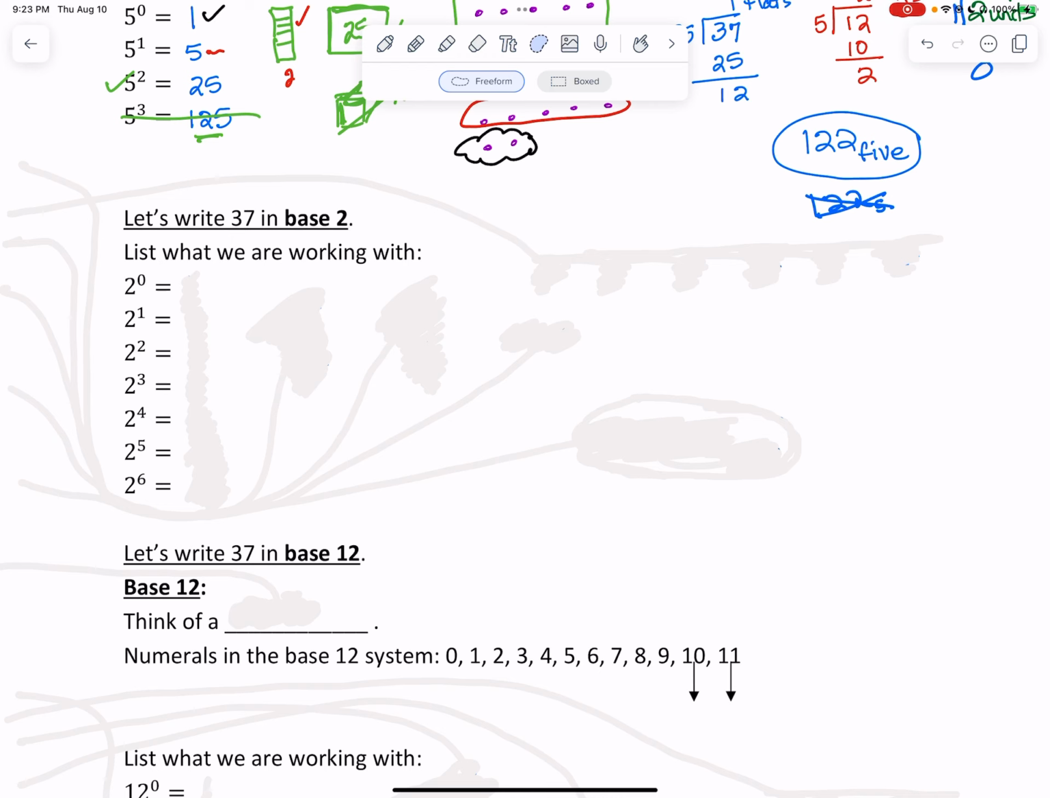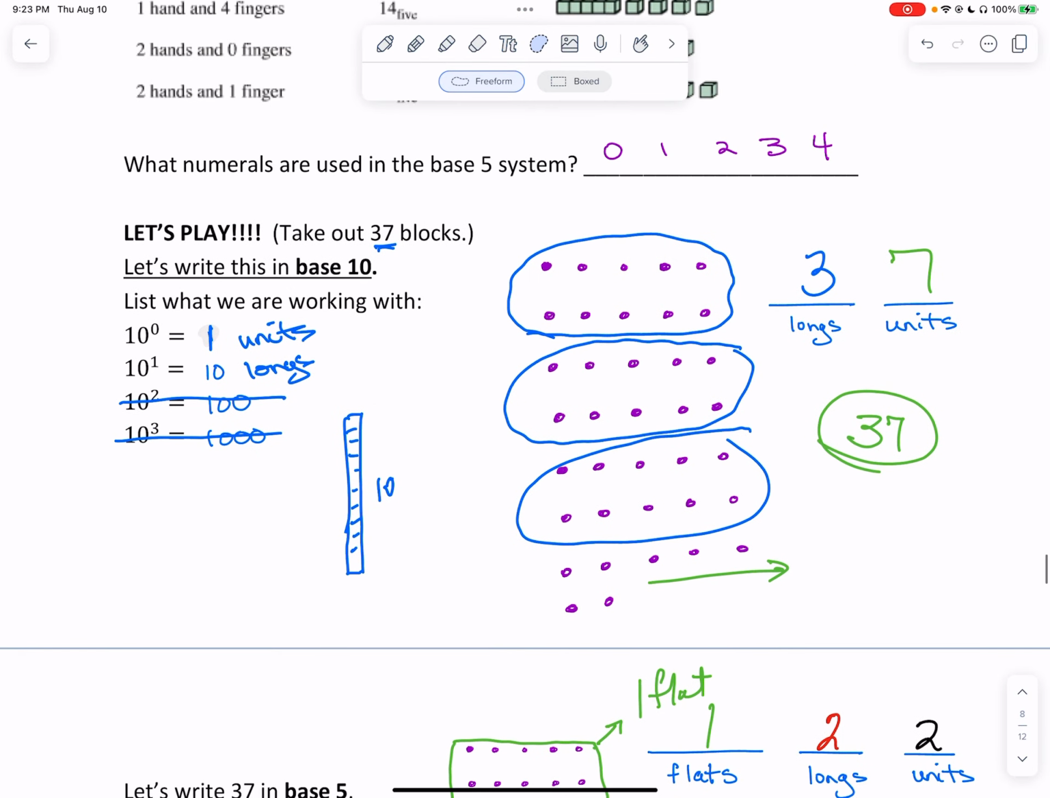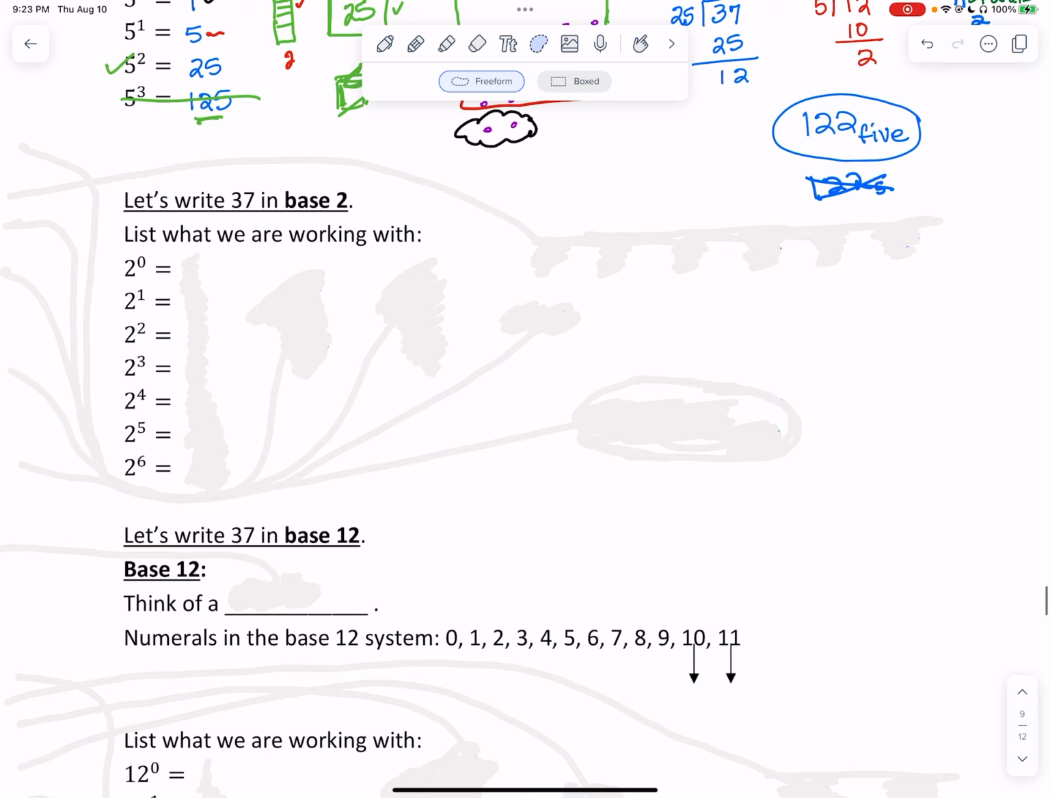Okay, so anyway, we're going to do the same thing that we did up here with 10s and here with 5s. We're going to take 2 to the 0 power, 2 to the first, 2 to the second, and we're going to just keep going and figure out what numbers we have to work with. That's our first part. Next, which ones don't apply? Which ones are not going to be what we're working with? Well, we're not going to work with 64 because 64 doesn't go into 37. We don't have enough blocks. But notice we have 32.